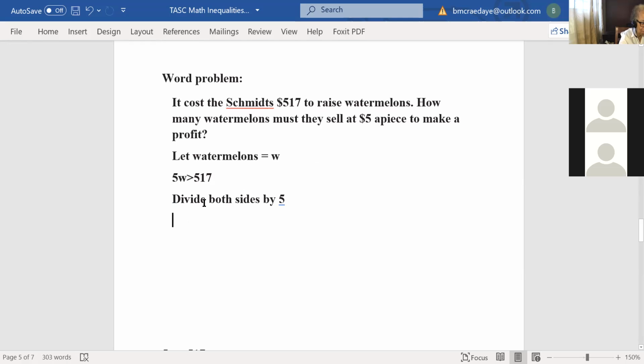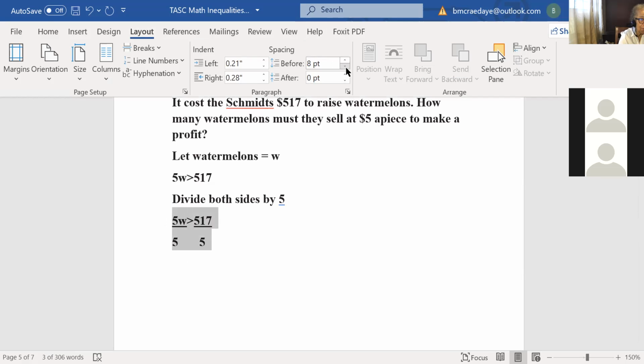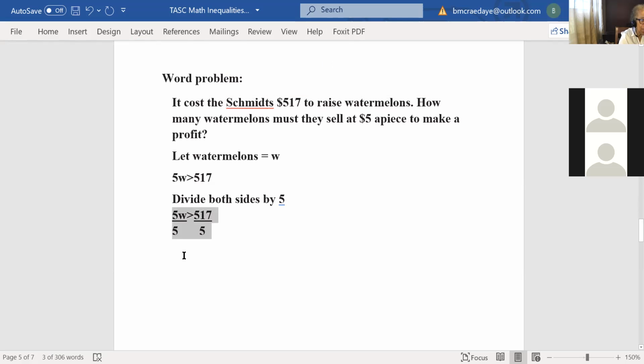And put the 5 underneath the left side and the right. So 5 on the left, 5 on the right. Let's put our 5 here. What do we get on the left, Vanessa? On the left, we will just remain with W. Okay, so we just have W, and what do we get on the right side?